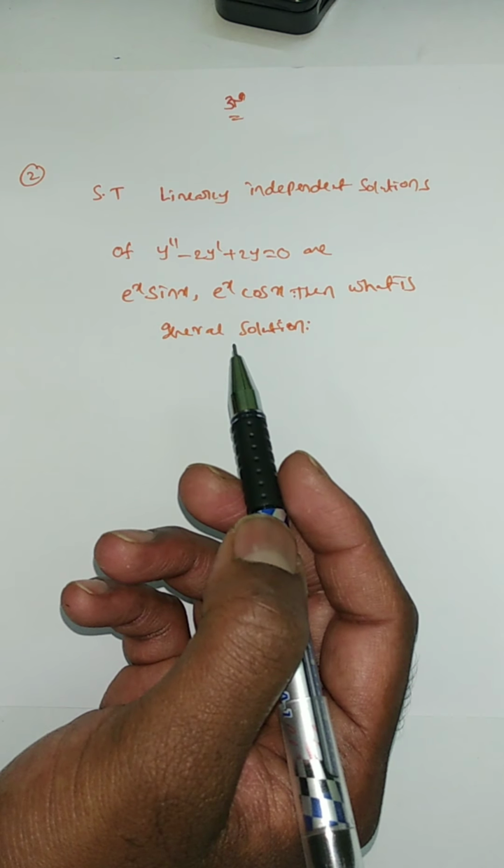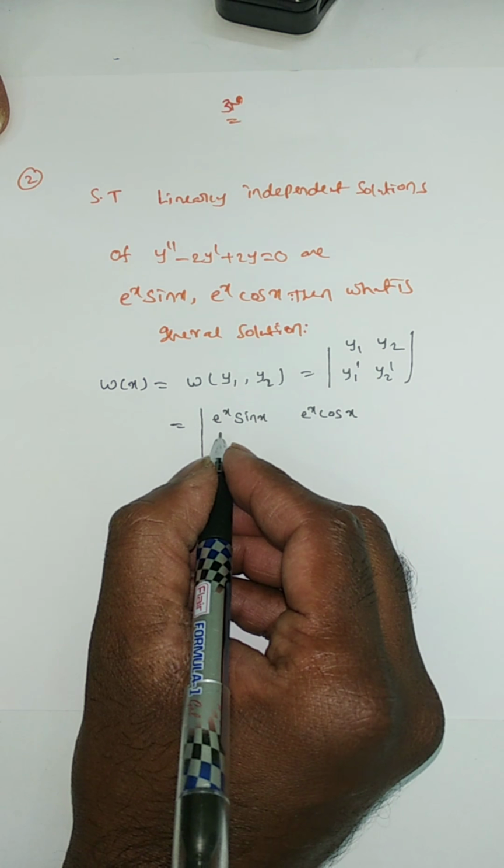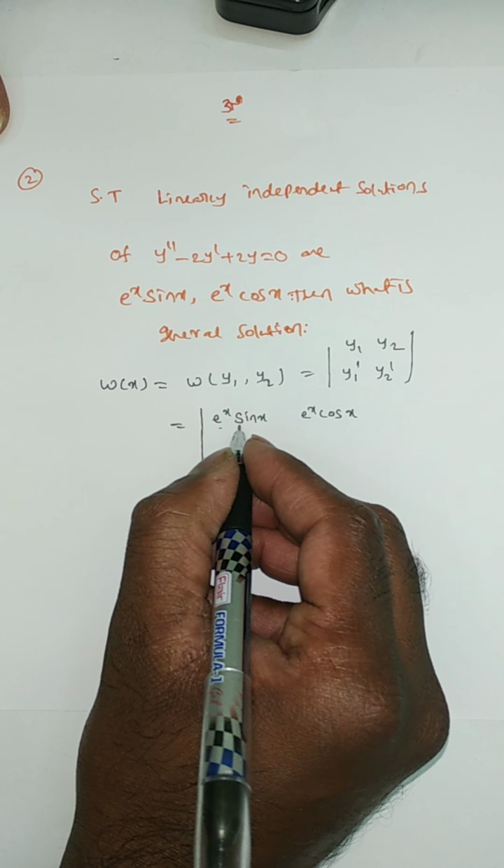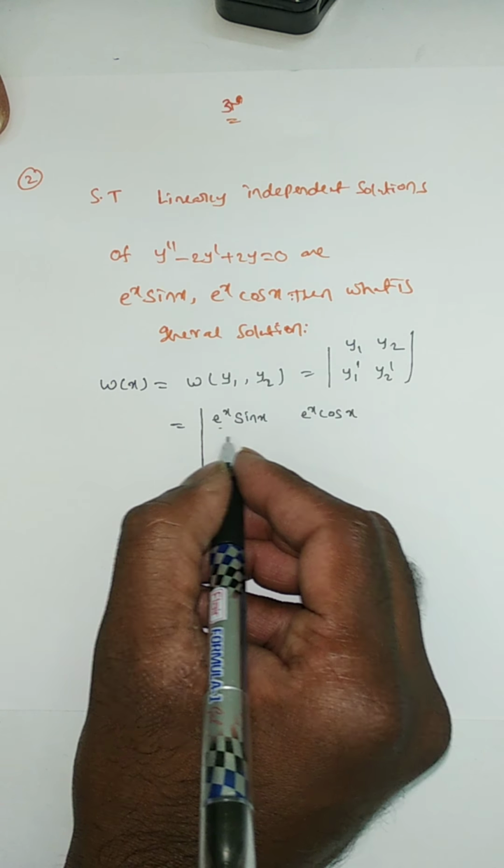Okay, now the Wronskian of y1, y2 is the determinant y1 y2, y1 prime y2 prime. Now y1 is e power x into sin x, and y2 is e power x into cos x. The derivative of e power x sin x, using the UV formula: e power x into the derivative of sin x, which is cos x, plus sin x into the derivative of e power x, which is e power x.